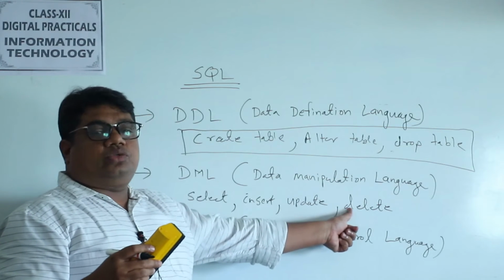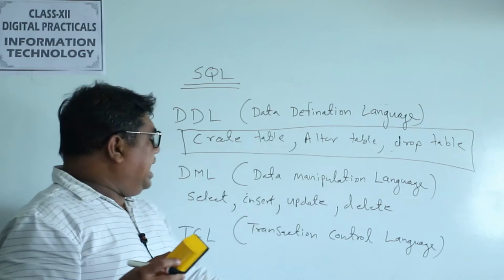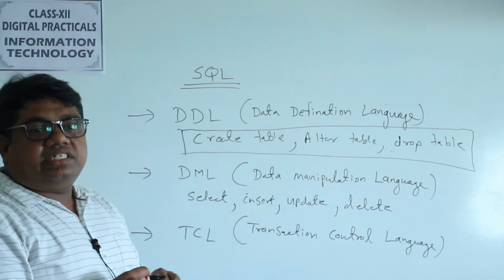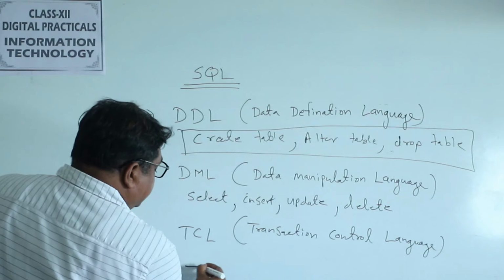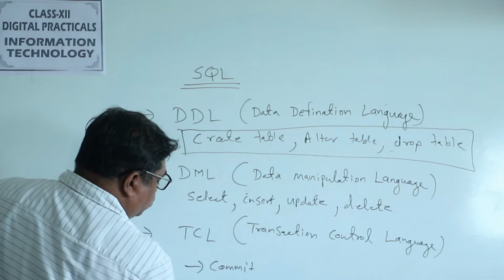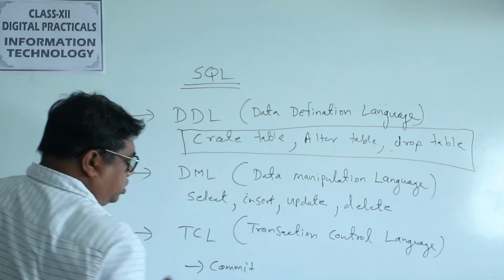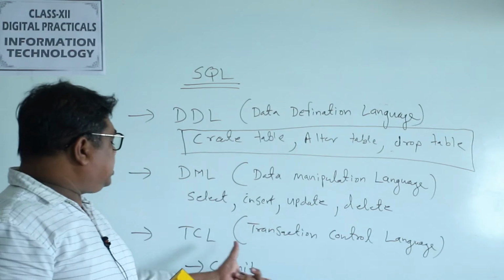I have to delete that student, and that can be achieved through your delete statement. And your transaction control language. Here we used to have commands: commit, rollback, and so on. This is not there in your syllabus.